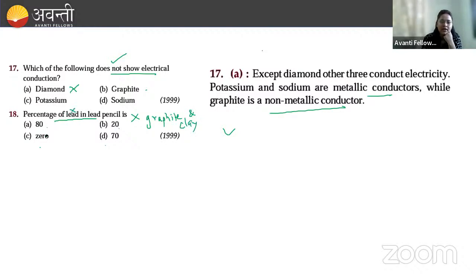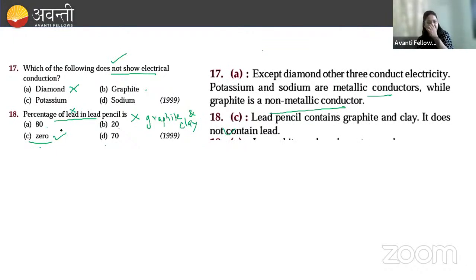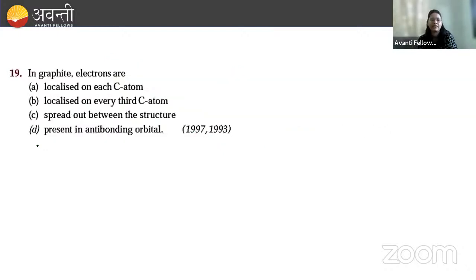So that's why lead is not present in it. So that's why our answer is 0. So there will be 0% of lead in the lead pencil. Actually, a lead pencil is made up of graphite and clay. It doesn't contain any amount of lead. So the answer will be option C. Next, in graphite, electrons are localized on each carbon atom.